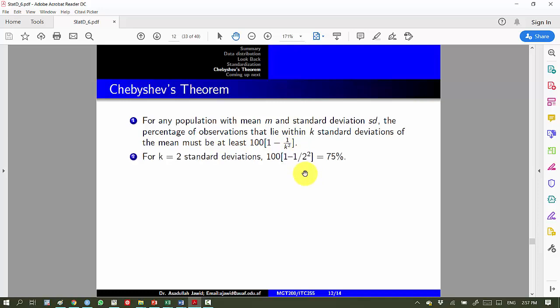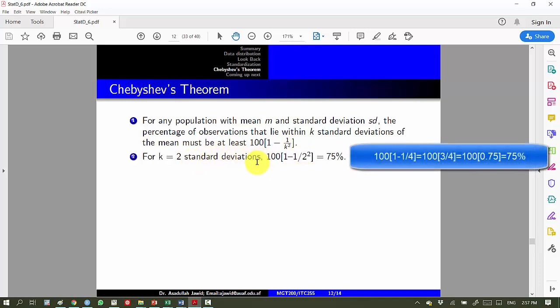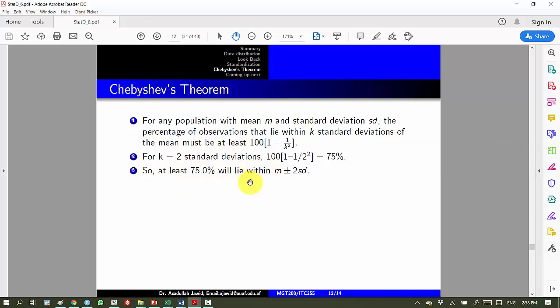Let's see what it means. For k equal to 2 standard deviations, 100 times 1 minus 1 over 2 squared is 75%. That means at least 75% of our observations lie within the interval which starts from mean minus 2 standard deviations until mean plus 2 standard deviations.